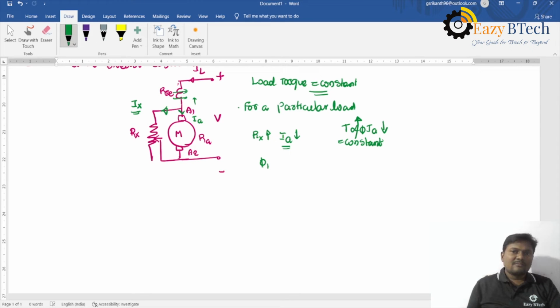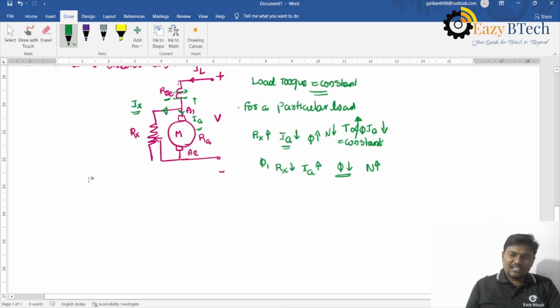I am representing torque as directly proportional to flux times Ia because the same current does not pass through the series field winding and armature winding. That's why I am writing the generalized equation. Suppose Rx decreases, Ia increases, and the flux decreases in order to maintain constant load torque. Speed is inversely proportional to flux, so if flux decreases, the speed will increase.